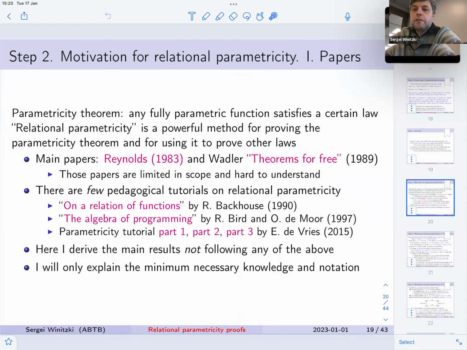And unfortunately, there are very few pedagogical tutorials on the subject of the parametricity theorem or relational parametricity. So there are some that I have put in here. You can get the links if you download the slides.